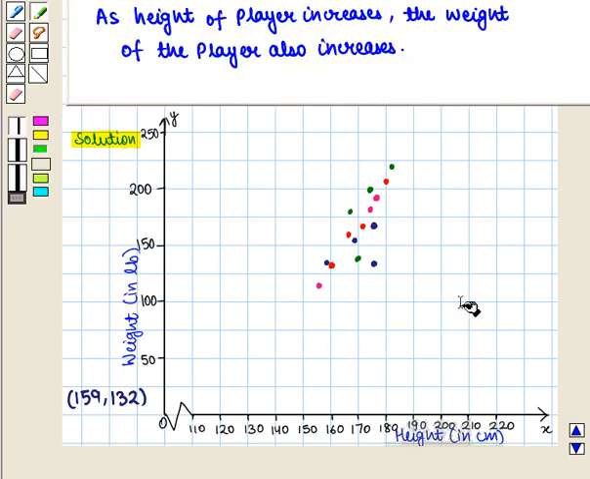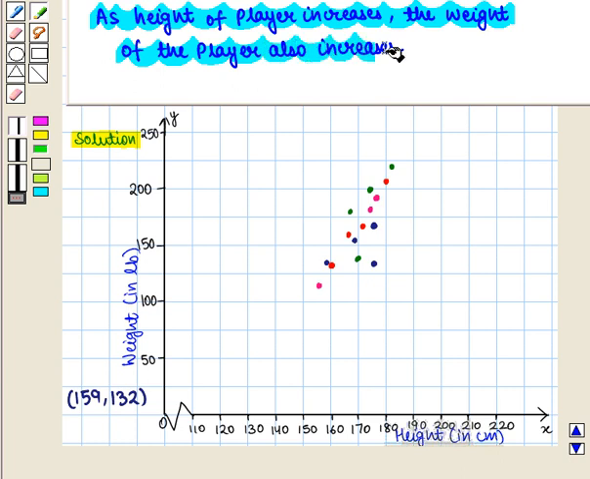From this scatter plot, we observe that as the height of the player increases, the weight of the player also increases. Now this is the required solution.